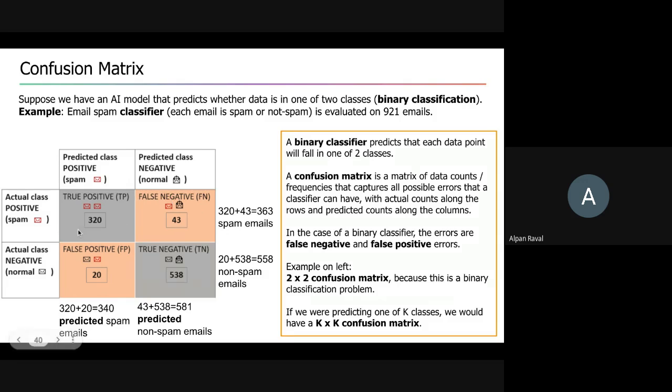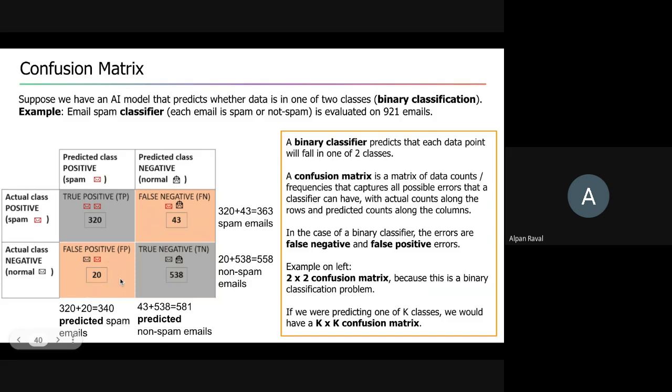So what does this table represent? On the rows, we have the actual class, so whether the email is actually spam or non-spam. And the columns, we have the predicted class. And the entries in the various cells are the number of emails that fall into that category. Okay. So here we have 320 emails that are actually spam and are predicted by your AI model to be spam. Then you have 43 emails that are actually spam but predicted by your AI model to be non-spam.